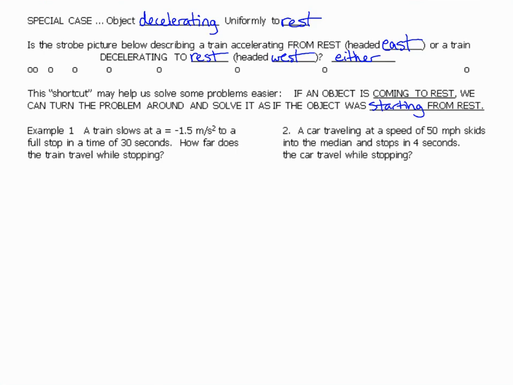So example 1, a train slows at acceleration of negative 1.5 meters per second squared to a full stop in a time of 30 seconds. How far does the train travel while stopping? We have a handful of options for formulas. This is the formula that will relate distance with time.